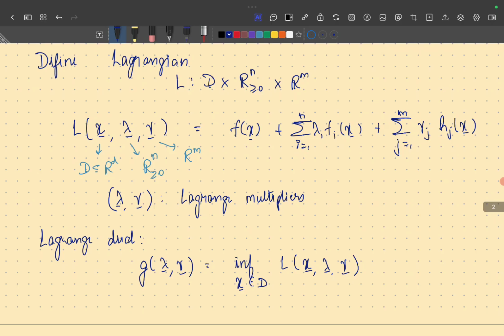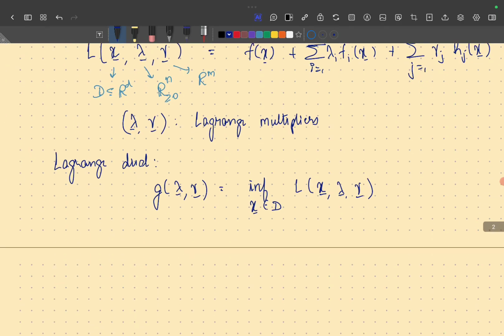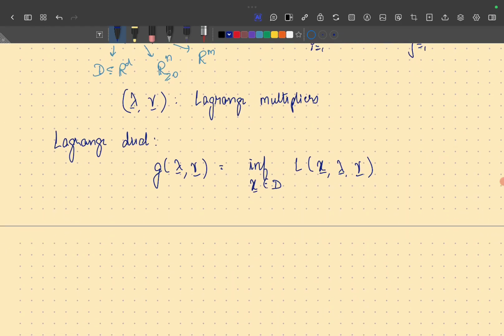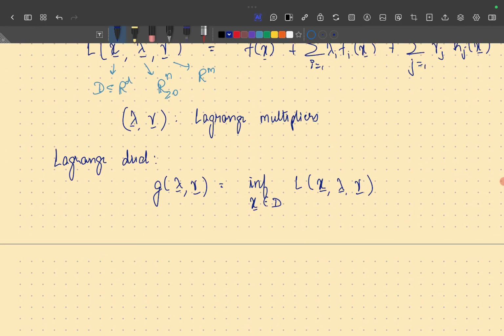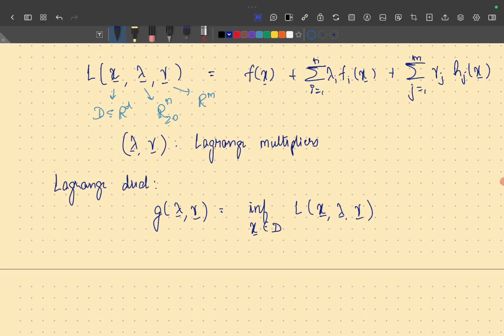Okay. So I'm getting the Lagrange dual by solving an unconstrained minimization problem, minimizing it over all of D. Typically, this is going to be R^d. So think of this as minimizing over all of R^d. What does a dual mean? We'll get to that in a bit, and why it's useful at all. So let's explore the properties of G of lambda comma nu.